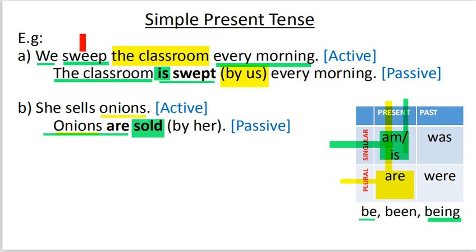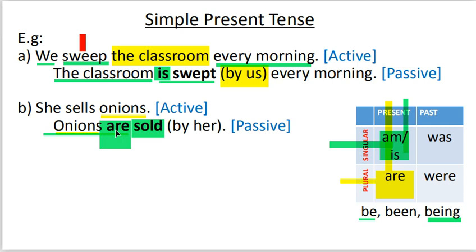What we are going to be looking at to determine the tense is the verb be. In example A, the verb be is, is. That is a present tense verb. In example B, the verb be is are. That is in the present tense.